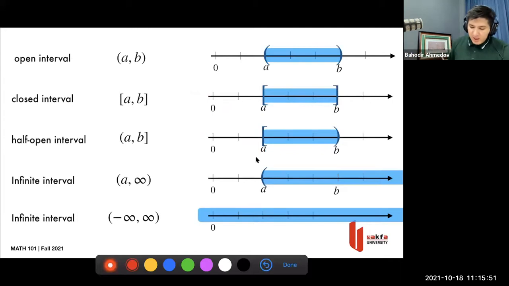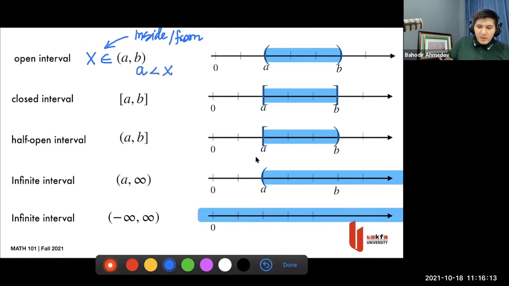So whenever we say that x is from A and B, I'm just going to denote it like this. The sign basically means inside, either from A and B, which is equivalent to saying that x is greater than A and smaller than B. Again, the borders of this interval are not included in the set of solutions. So that is why we say that this interval is an open interval.